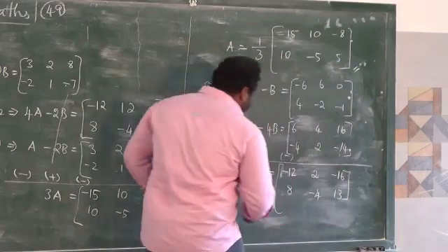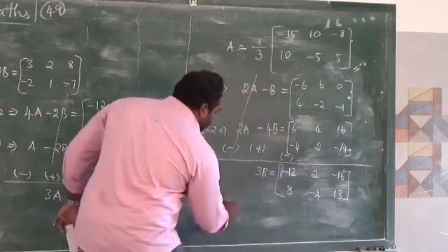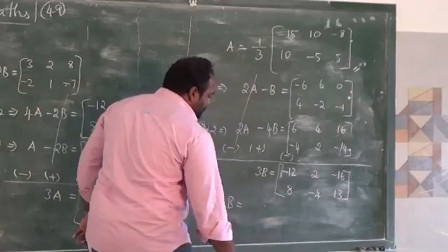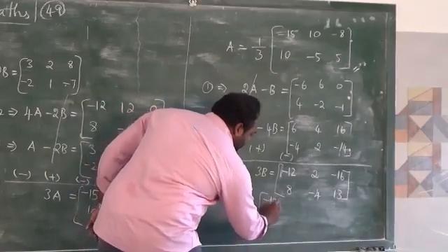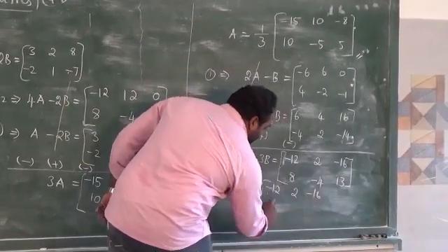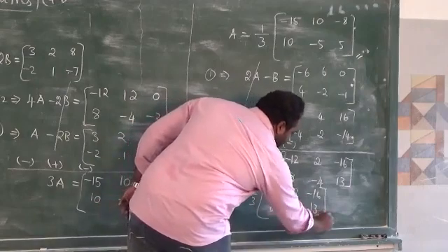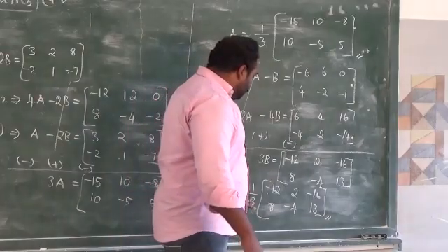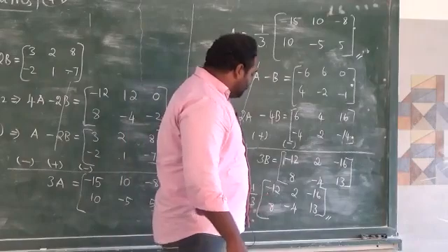So this is 3B value, but I need only the B matrix. So carry to the other side, 3 becomes 1 by 3 into minus 12, 2, minus 16, 8, minus 4 and 13. This is the required value for the B matrix. See here, if you want to, you can carry 1 by 3 inside the matrix, inside the box. Otherwise, you can keep it as it is.